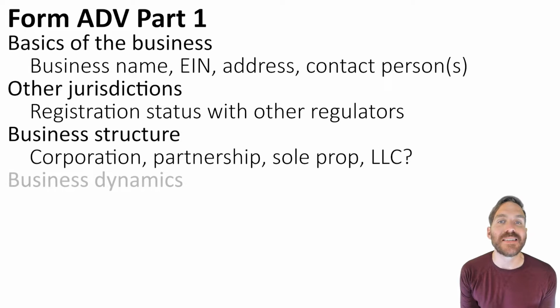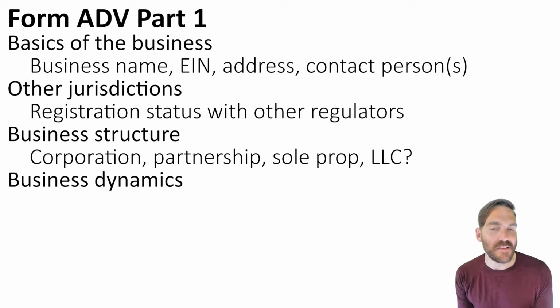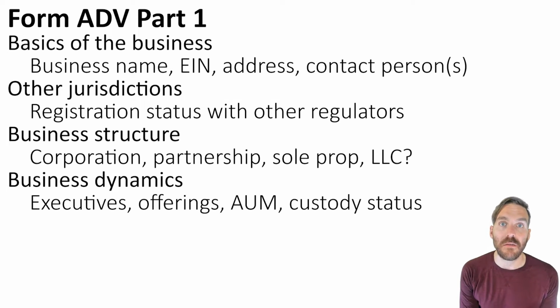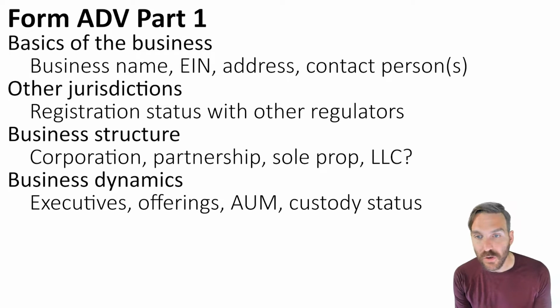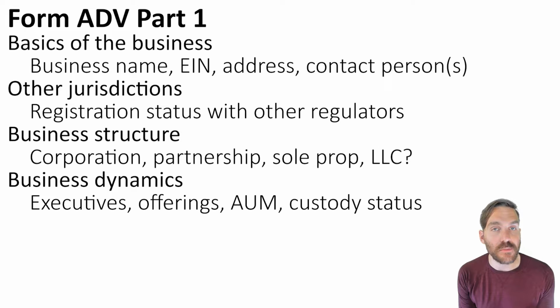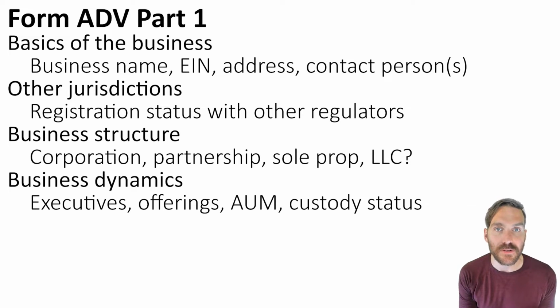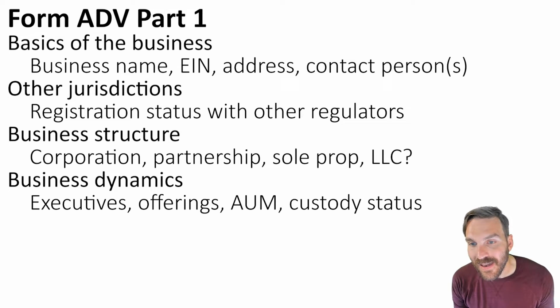Next would be business dynamics, and there's a lot that can fit under here. The first being firm executives. These are typically the officers and directors or partners of the firms that are being registered. What type of products or services will this firm offer? The amount of assets under management. That's pretty important too. Knowing the scope of the businesses they're regulating may help them regulate the advisors more efficiently. If the advisor maintains custody.